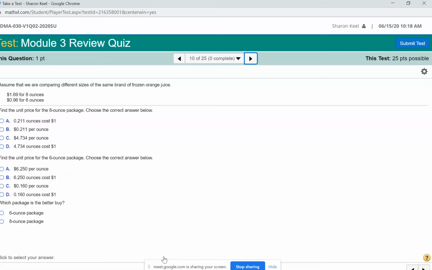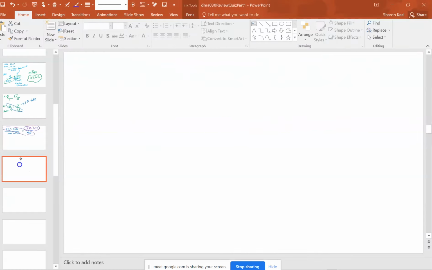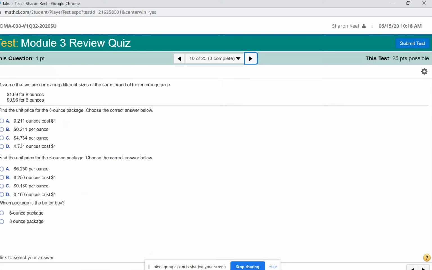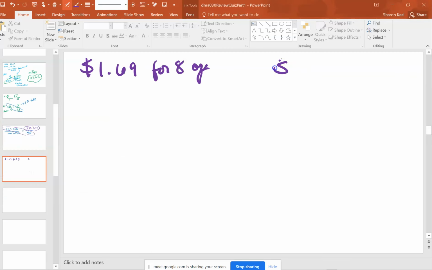Assume we're comparing different sizes of the same brand of frozen orange juice. Find the unit price of the 8-ounce package. It's $1.69 for 8 ounces. And the other one is 96 cents for 6 ounces. So we're calculating the price per ounce.